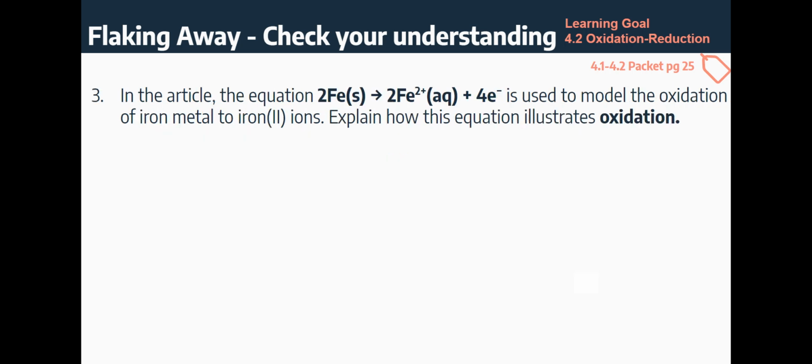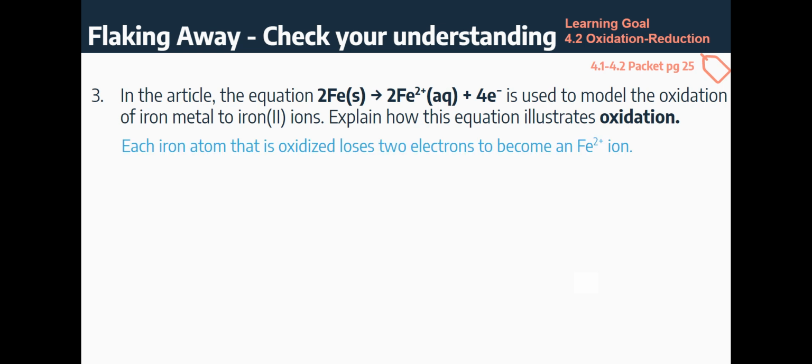In the article, the equation 2 Fe solid yields 2 Fe 2+ ions plus 4 electrons is used to model the oxidation of iron metal to iron 2 ions. Explain how this equation illustrates oxidation. So we previously defined oxidation as losing electrons. Looking at this reaction, we can see that electrons are a product. Because the electrons are a product, that means they're being produced or lost from that solid iron, which fits our definition of oxidation.